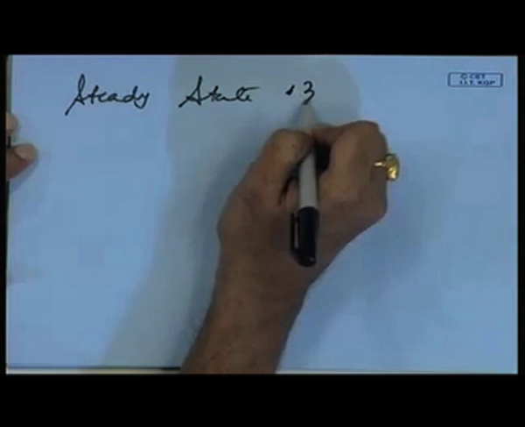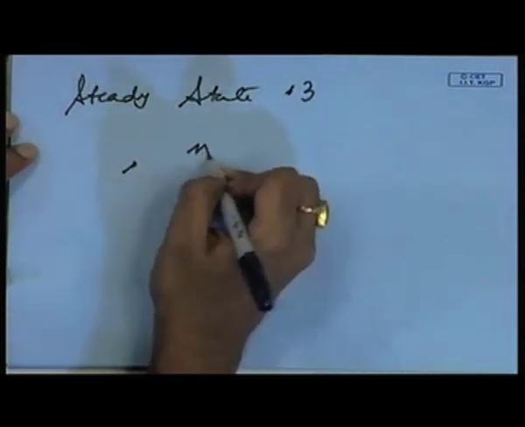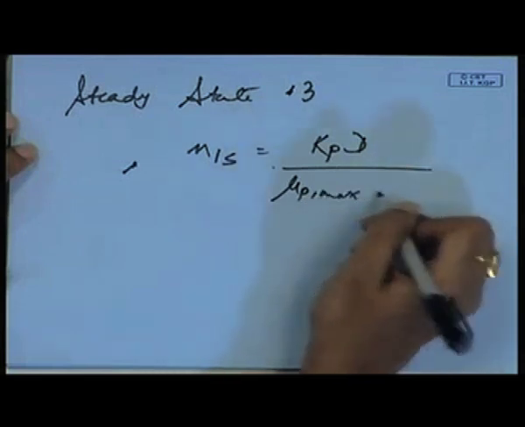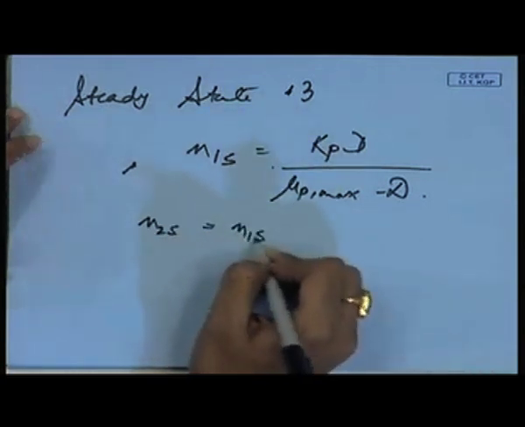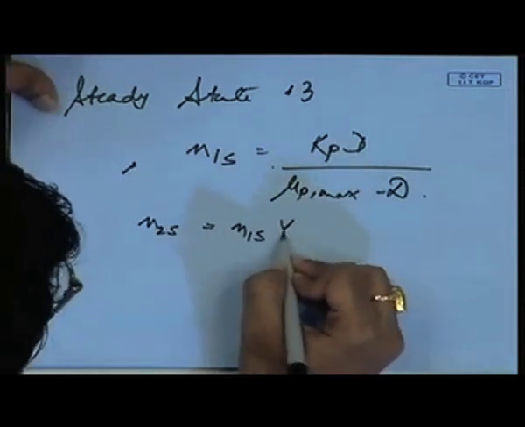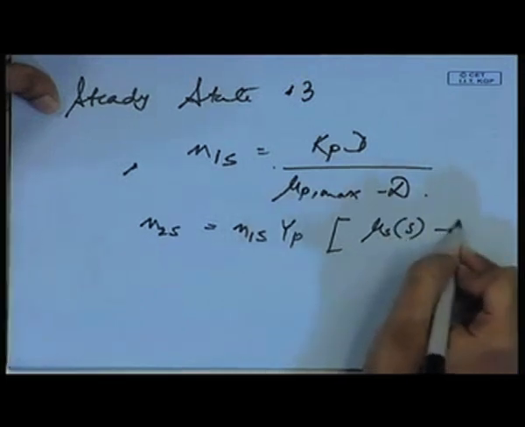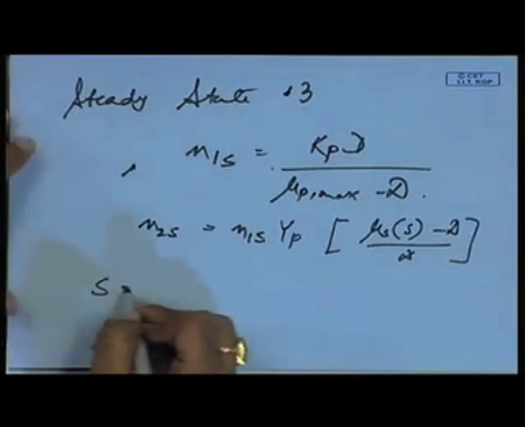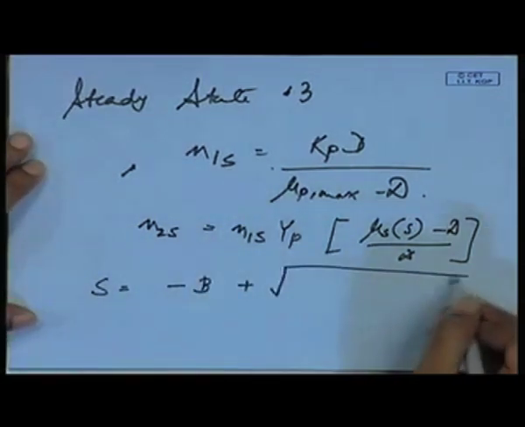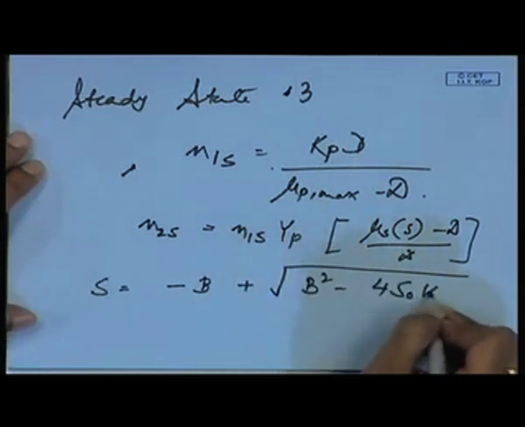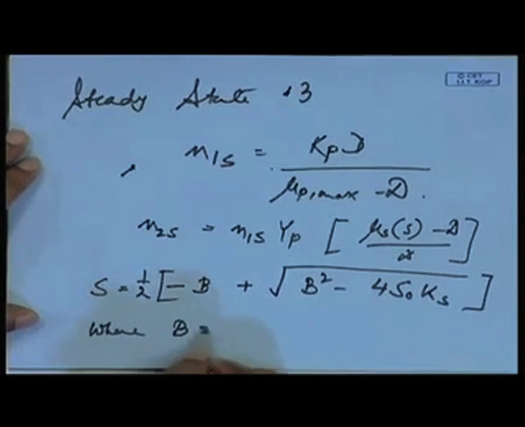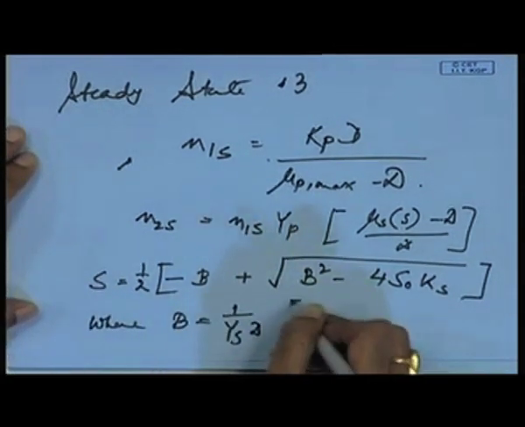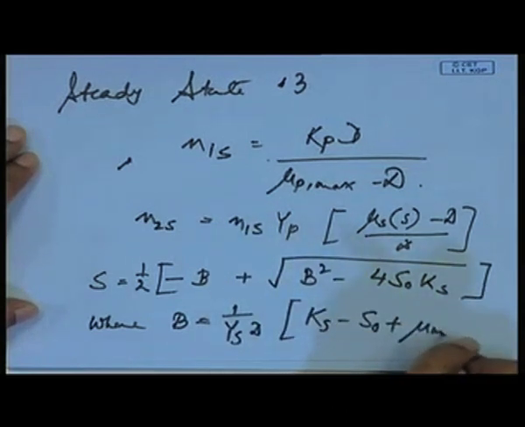Steady state 3 is what I get: N1s equals Kpd over mu max minus d, and N2s equals N1s Yp times (mu S minus d) over d, and S itself comes out to be minus b plus or minus the square root of b squared plus 4 S naught Ks, all divided by 2, where b equals 1 over Ys times d times Ks minus S naught plus mu max N1s. I will take only one of the roots because the other root does not make sense.